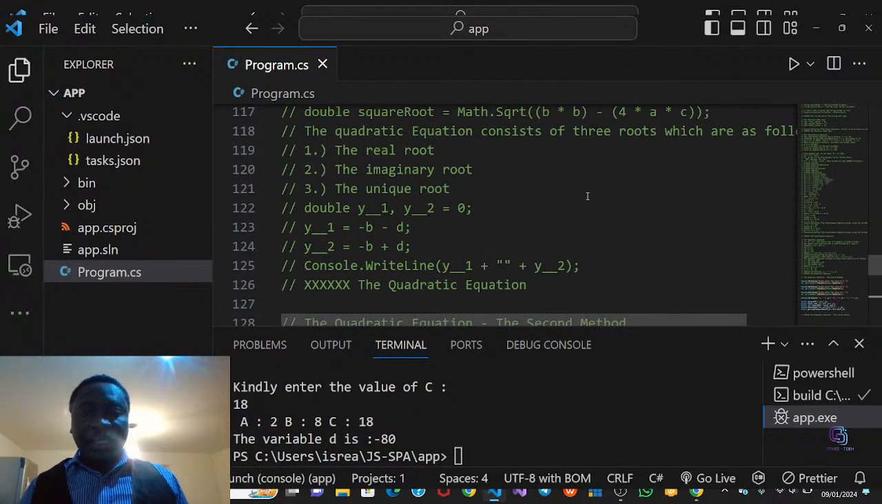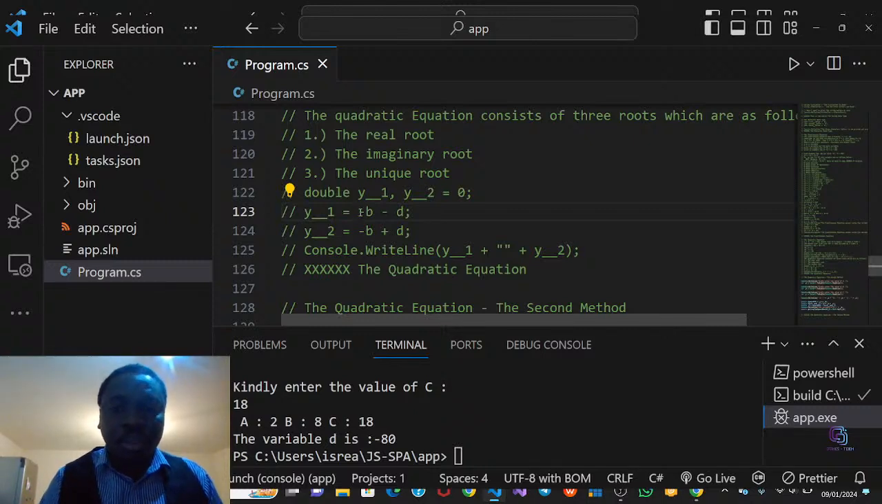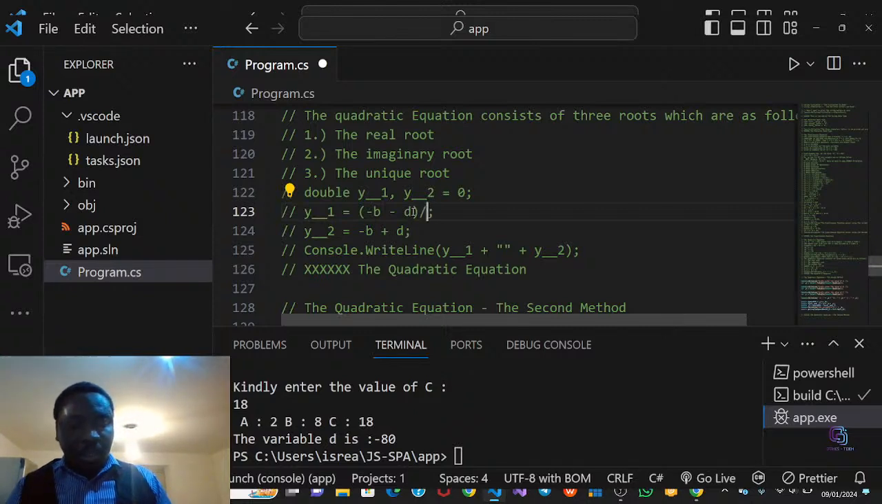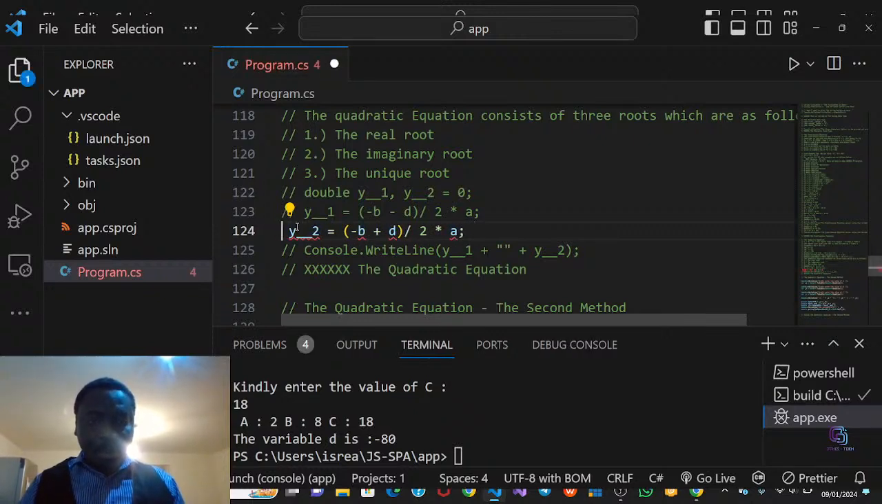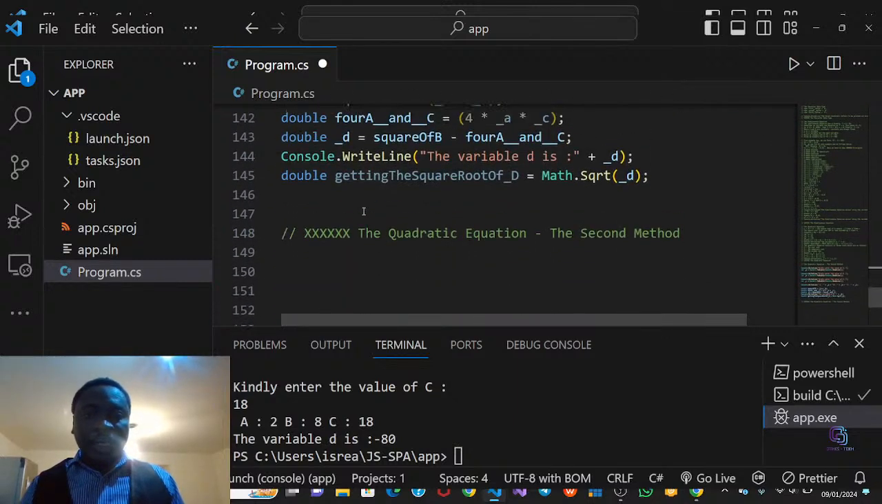I think I made a little mistake here. It was divided here by 2a. So now I think we need to work on this. Divided by 2 times a. So now this has to be taken into consideration, 2 times a. So how will I solve it?